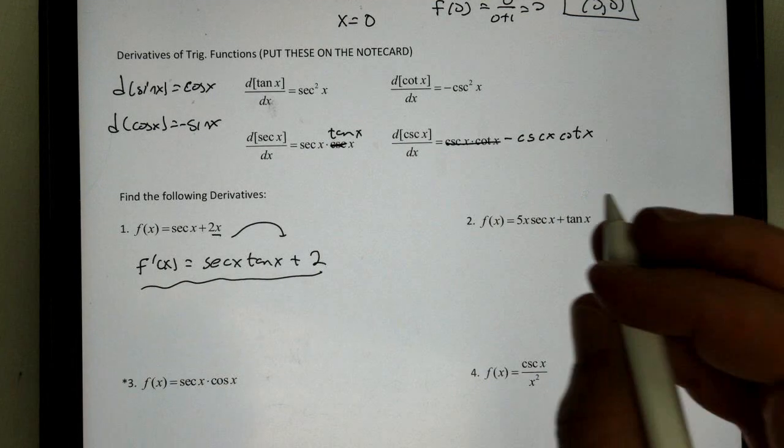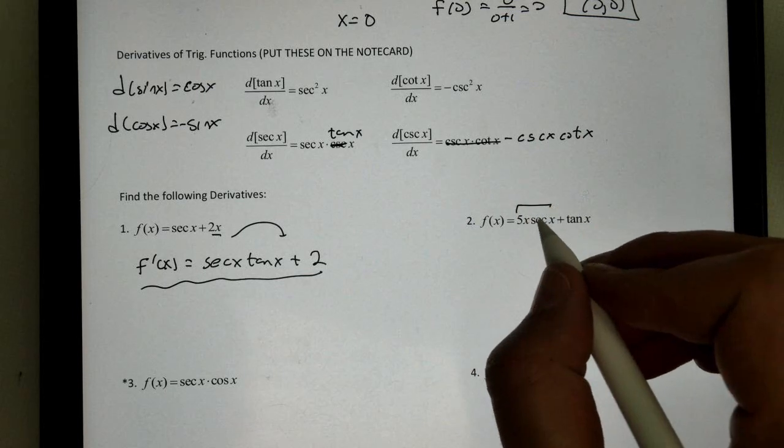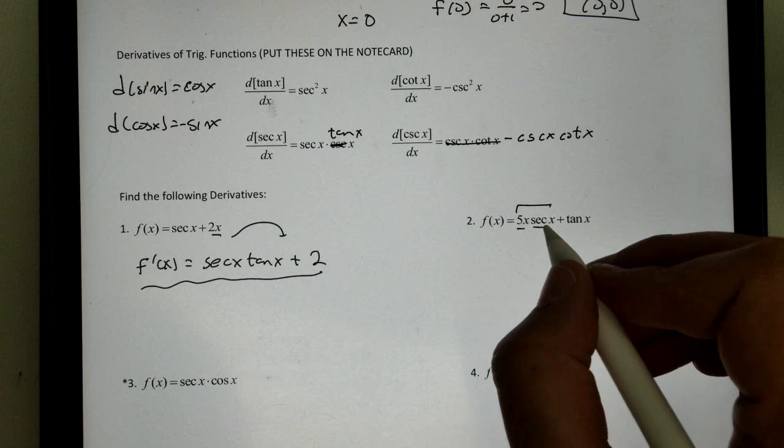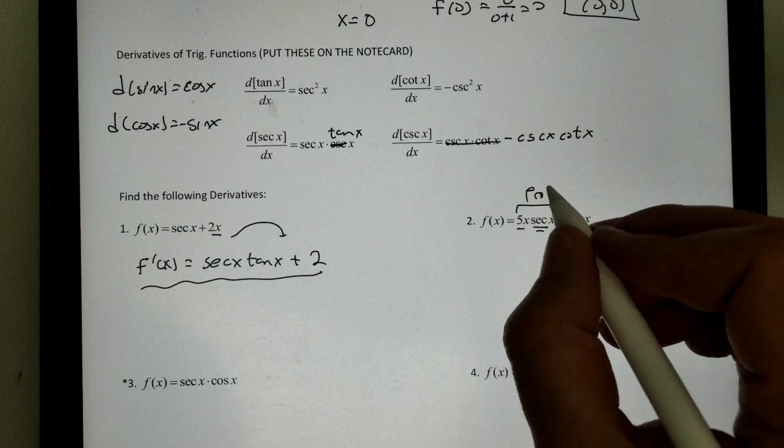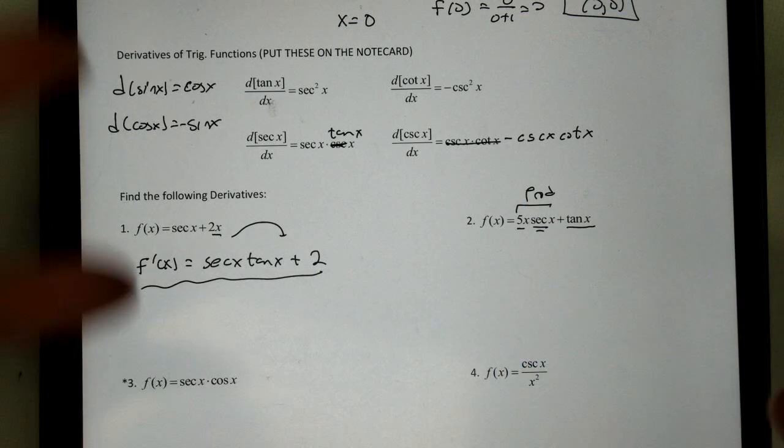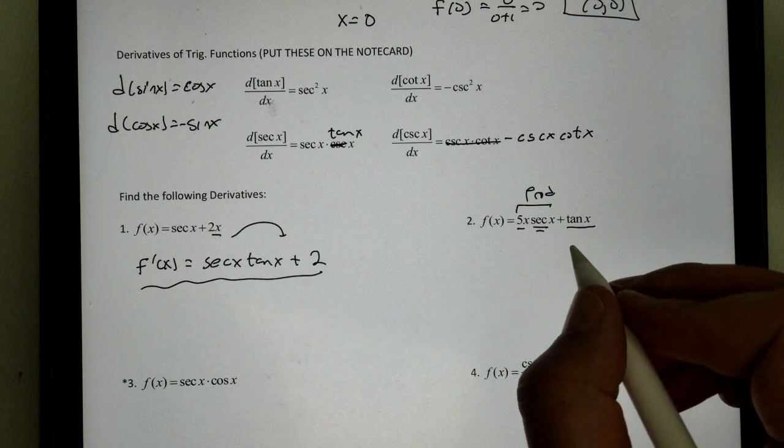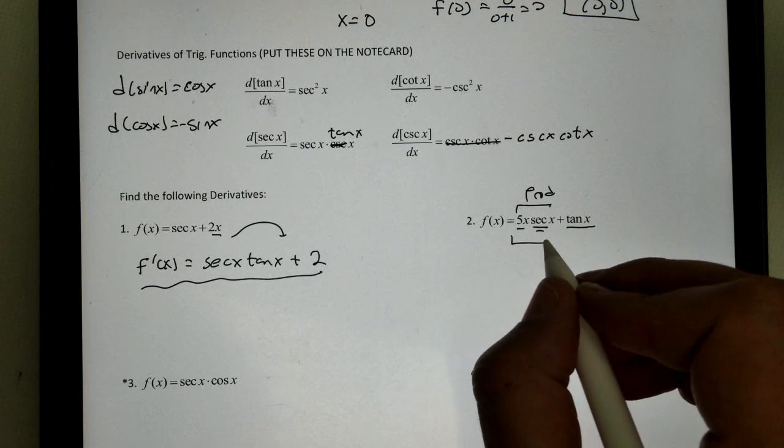Other derivative rules, number 2. Take a look here. I'm taking this 5x times the secant of x. This is my product rule. Tangent of x is by itself. That's just my normal derivative. So I'm going to deal with my product rule here first.